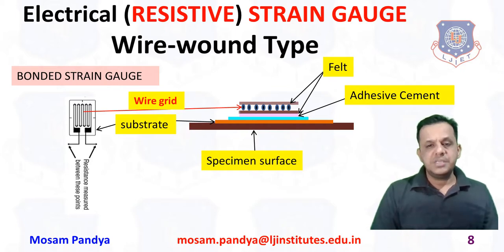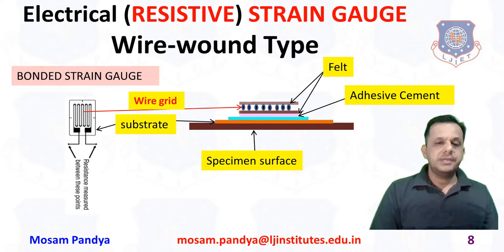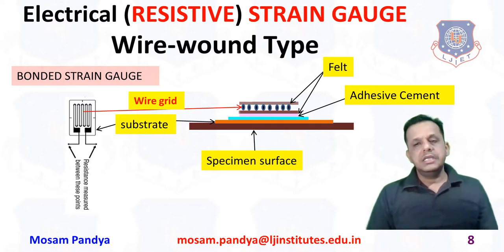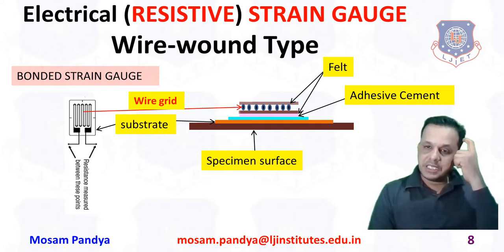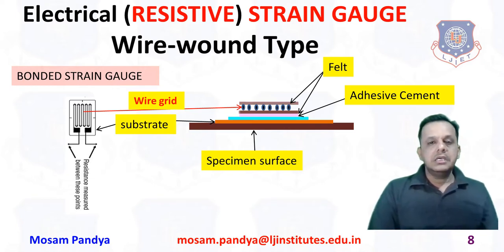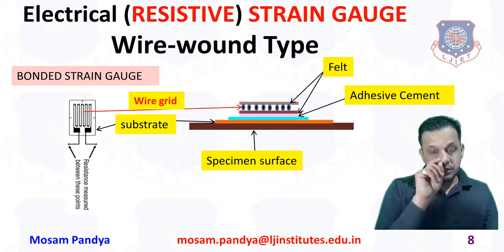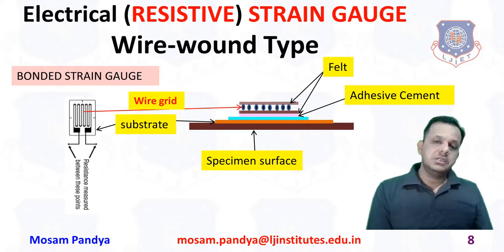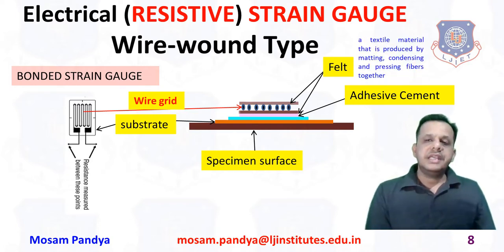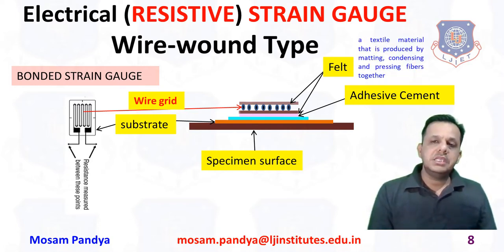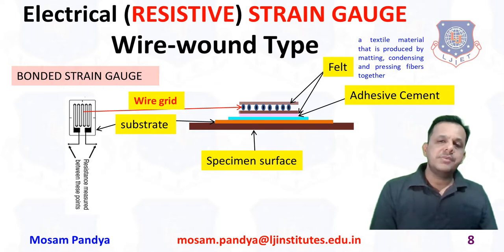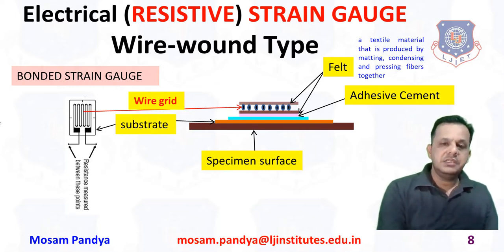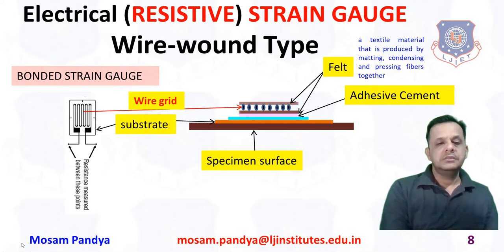So here you see the specimen surface, or it's like a beam under observation. That substrate you can see here, then the adhesive cement that I have shown in pink color, and the felt, which is a textile material produced by condensing or pressing the fibers together, and the wire grid, shown here in red color.